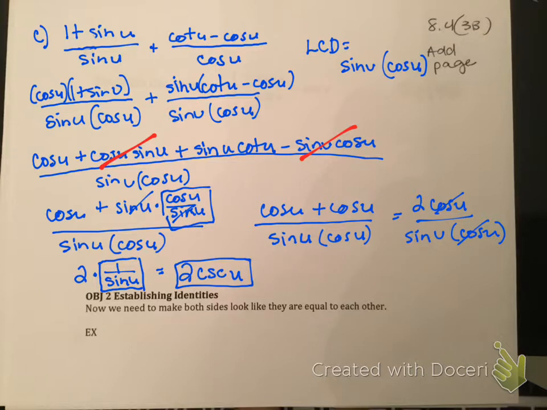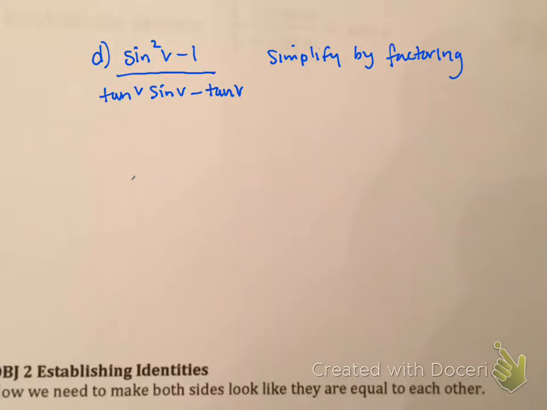Alright. So your next objective is to actually establish an identity. Now we're getting into the nitty-gritty things. No, excuse me, I forgot to do D. So no, actually we have to do D first. Okay, the directions say to simplify by factoring.